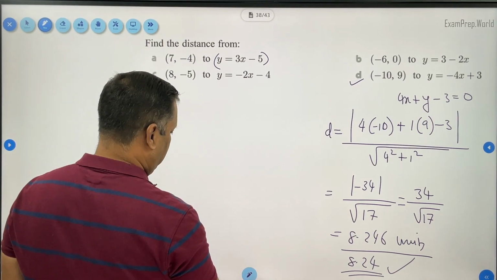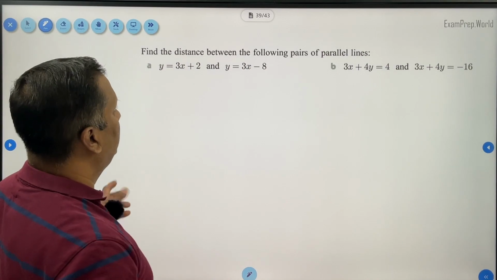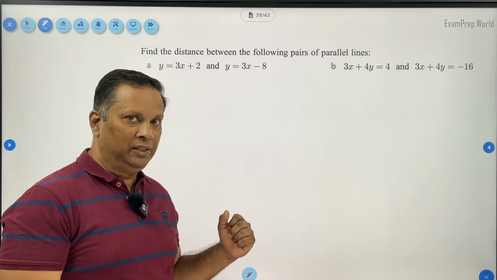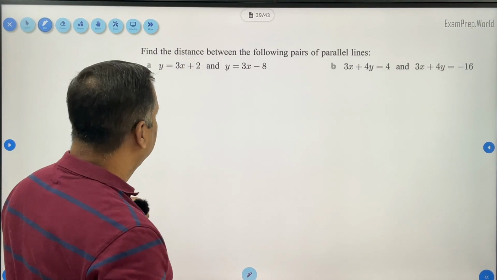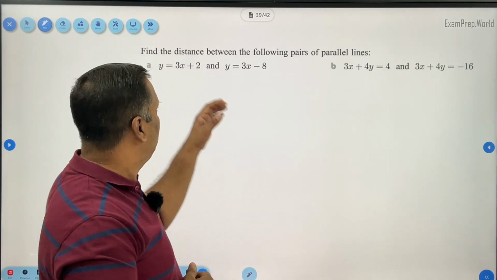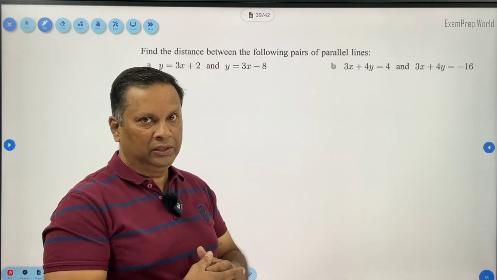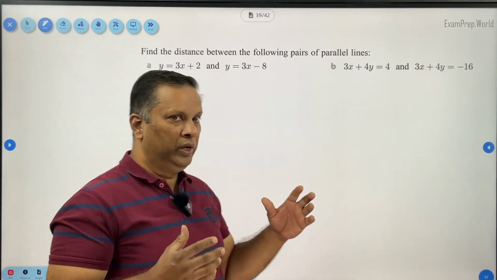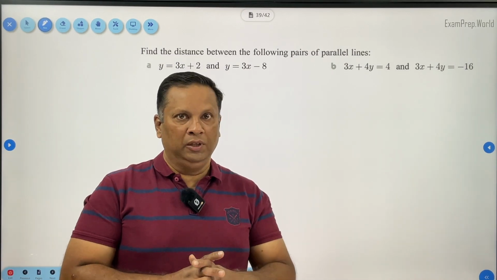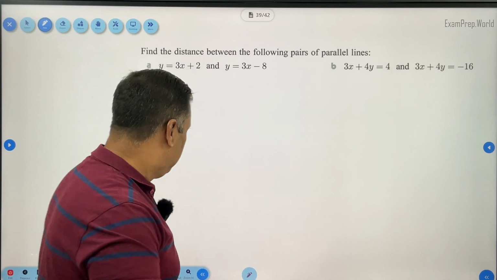Let's see what next we have. Now this is distance between two parallel lines. Now this is something which is interesting. Now to do these kind of questions, we need to find distance between two parallel lines. So we'll understand. Again, I'll give you two formulas. One when the lines are in slope intercept form, and another when they are in normal form. It's very easy. You just have to apply that formula and get your answer. So let's learn that.